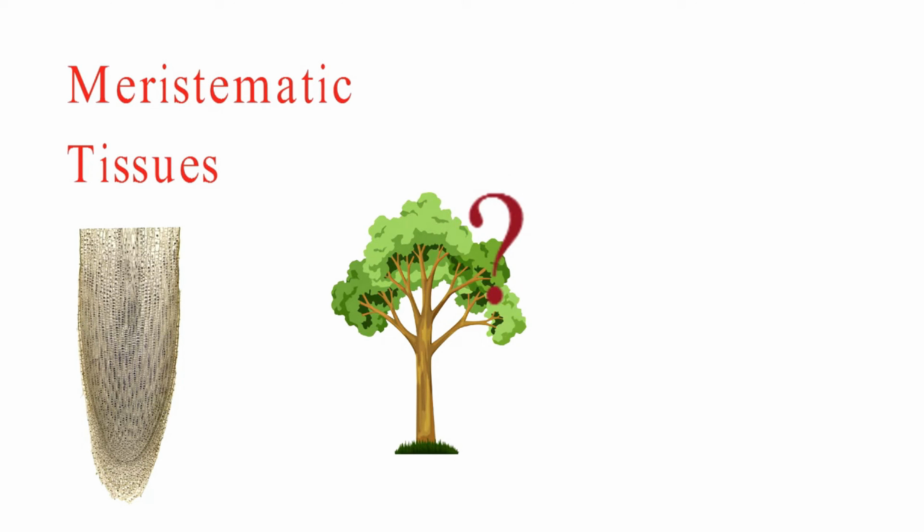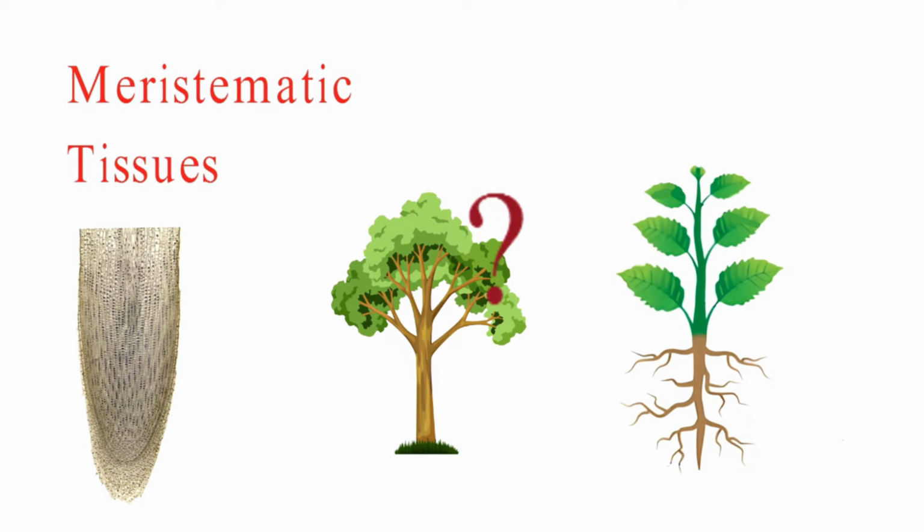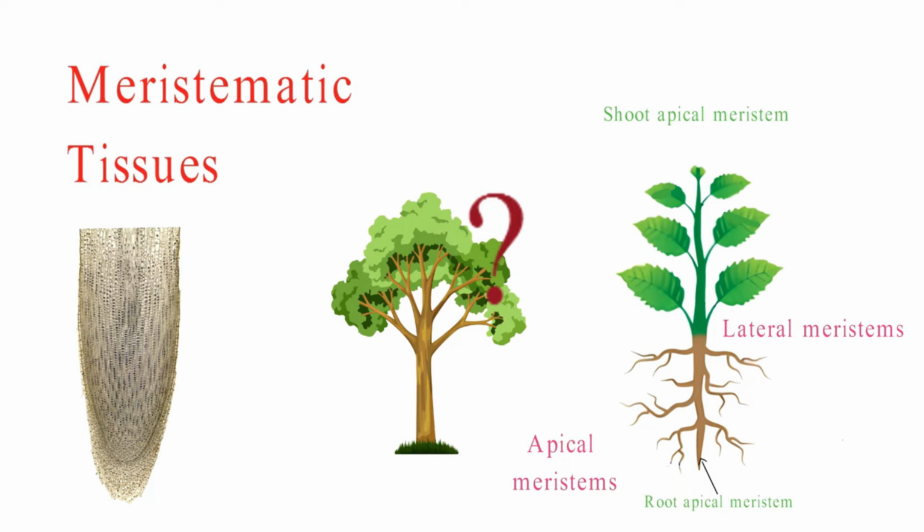But where exactly do we find these growth powerhouses? Time to distinguish between the 2 main types: apical meristems and lateral meristems. Apical meristems, like the root apical meristem and shoot apical meristem, are found at the tips of roots and shoots. They're responsible for primary growth. Meanwhile, lateral meristems, such as the vascular cambium and cork cambium, reside along the sides of stems and roots, driving secondary growth. But how do these lateral meristems work their magic?